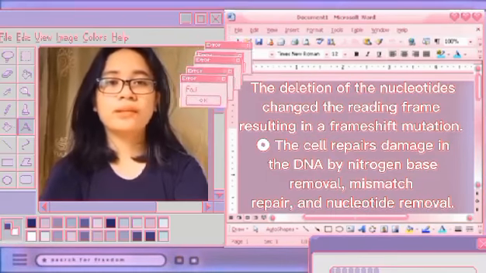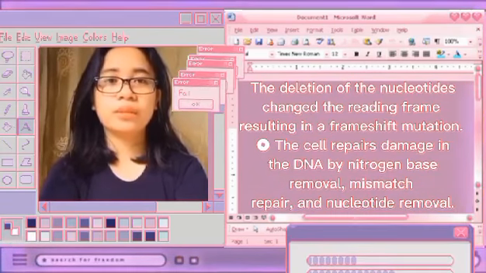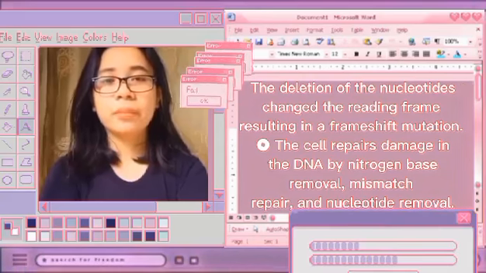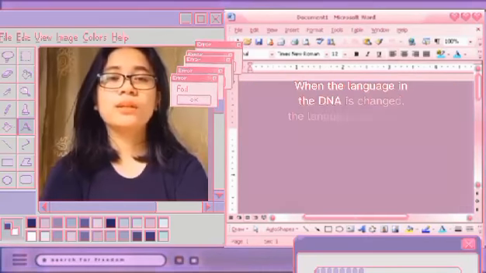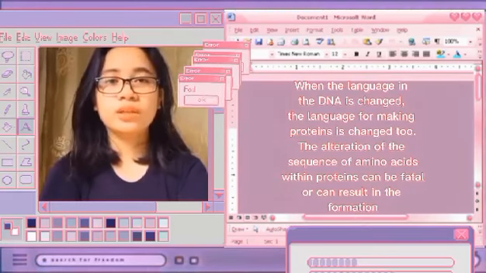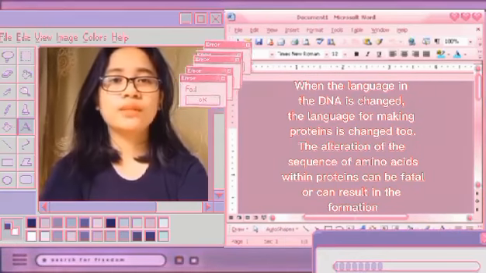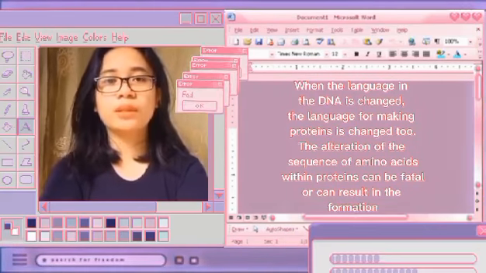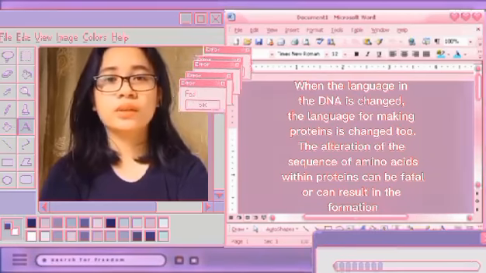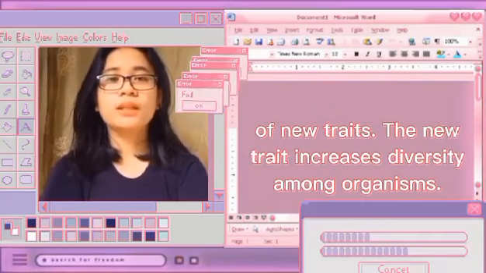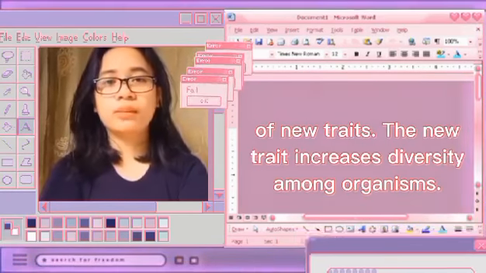The cell repairs damage in the DNA by nitrogen base removal, mismatch repair, and nucleotide removal. When the language in the DNA is changed, the language for making proteins is changed too. The alteration of the sequence of amino acids within proteins can be fatal or can result in the formation of new traits. The new trait increases diversity among organisms.